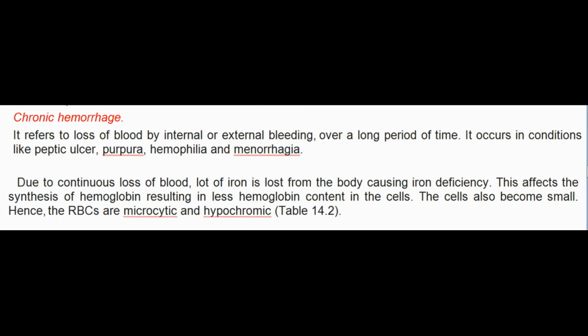Chronic hemorrhage. It refers to loss of blood by internal or external bleeding over a long period of time. It occurs in conditions like peptic ulcer, purpura, hemophilia, and menorrhagia. Due to continuous loss of blood, a lot of iron is lost from the body, causing iron deficiency. This affects the synthesis of hemoglobin, resulting in less hemoglobin content in the cells. The cells also become small. Hence, the RBCs are microcytic and hypochromic.